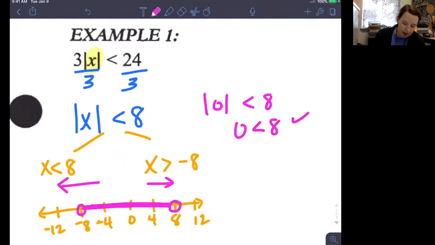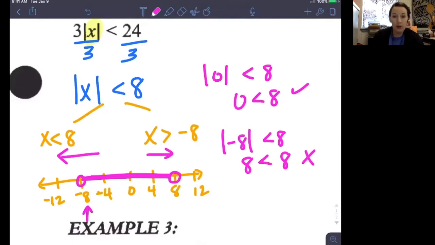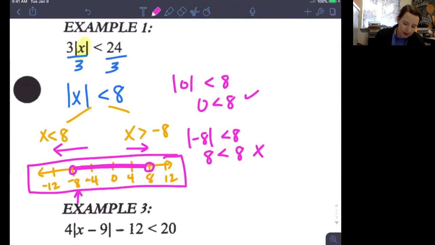I could also check negative 8, and you'll see that if I plug in a negative 8, 8 is not less than 8. It's equal to. So we were correct in choosing the open circle. So this is your solution on a number line. If I wanted to write it as an inequality, I can have negative 8 less than x less than 8.